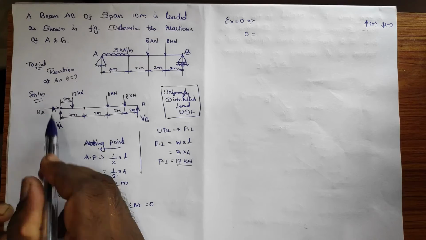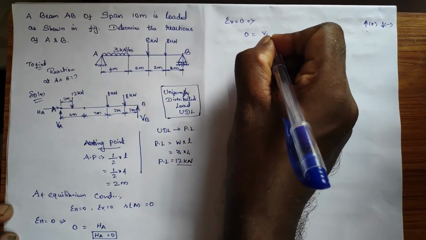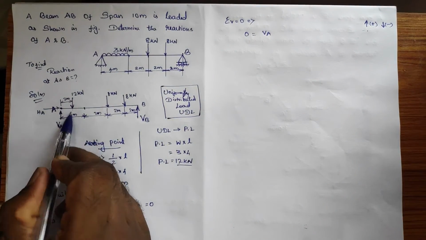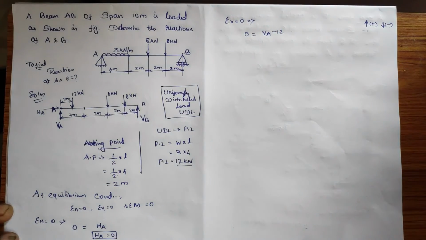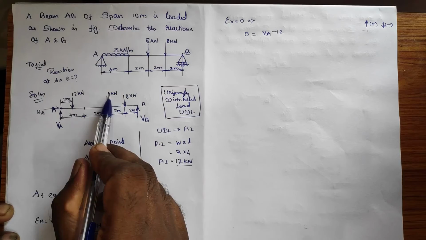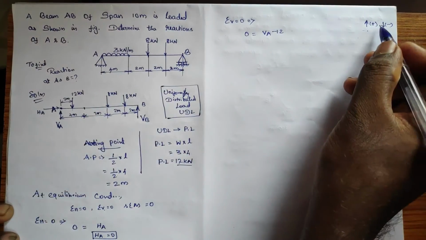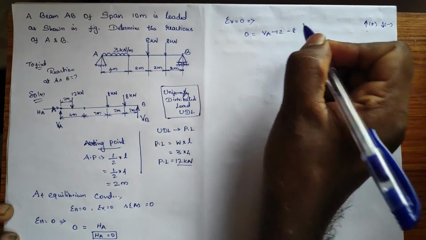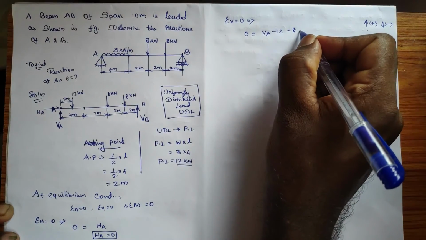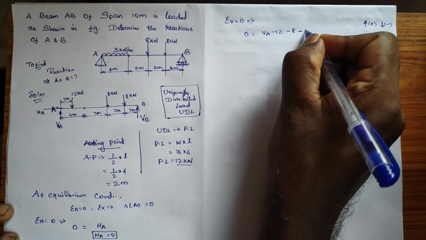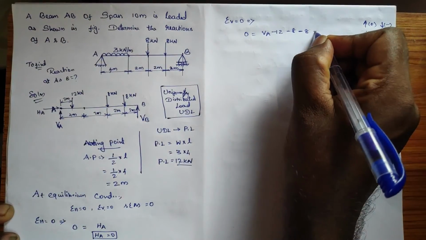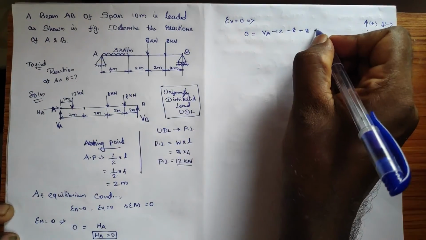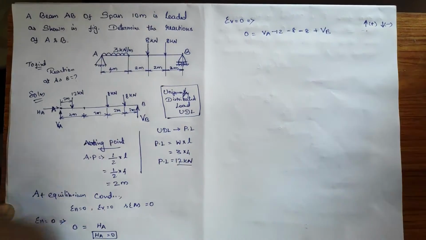This VA is an upward force, so it is a positive VA, and 12 kilonewton which is a downward force, so minus 12 kilonewton. And this 8 kilonewton which is a downward force, in the sense it's a negative sign, 8, and again one more 8 kilonewton is there, the same direction moving downward, so it is a minus, and VB which is going upward, so it carries positive sign VB, right?